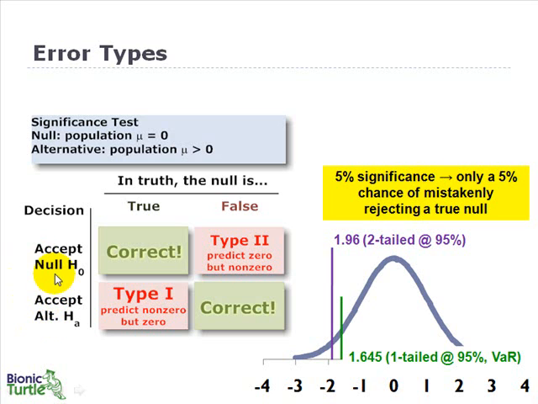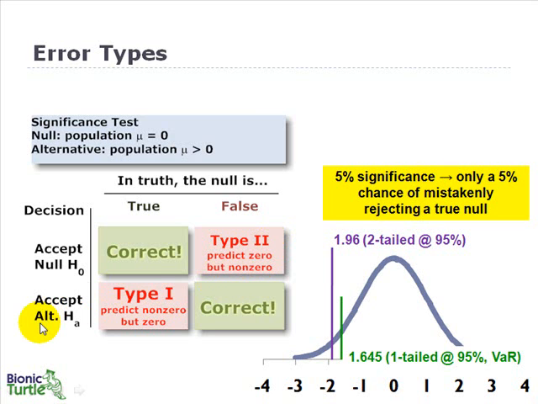Notice that also allows for 2 error types. First, we can accept the null, and in fact, the null was false. So our sample statistic could be out here to the left. It's out here to the left, but we decide that could be due to randomness, and so we accept the null. We say, well, the population parameter's probably still 0, and this is just due to randomness, so we accept the null, but the null turned out to be false. We've just committed a type 2 error. We predicted 0 for the population parameter, but in fact, the parameter was non-zero.